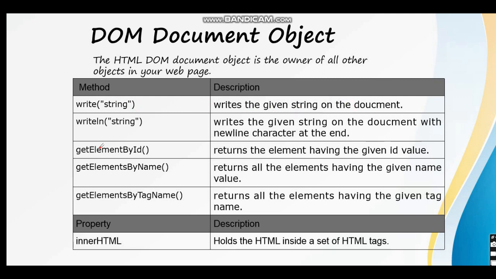Like next example here we can see getElementById. This returns the element having the given ID value, right? If I take a paragraph p with id equals to demo, and if you pass it in this parenthesis, then it is going to return the paragraph element. The property over here is nothing but innerHTML. The description: it holds the HTML inside a set of HTML tags, right?